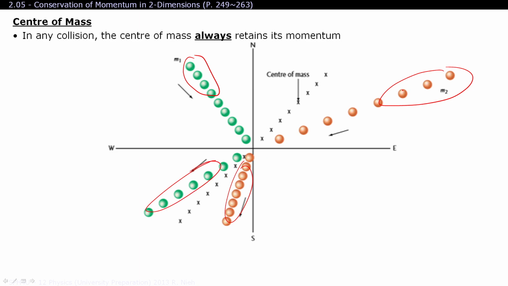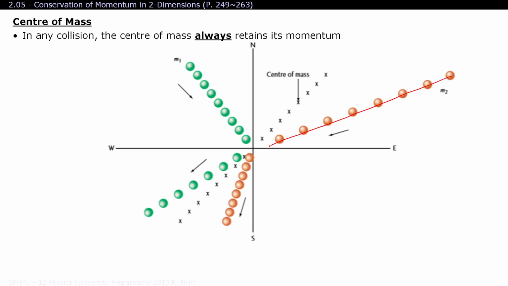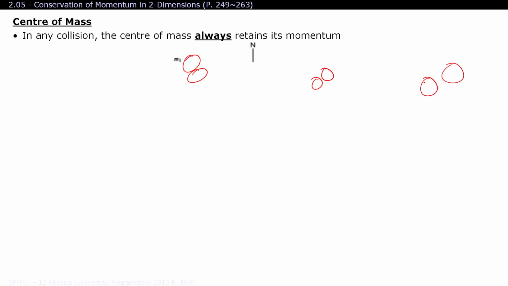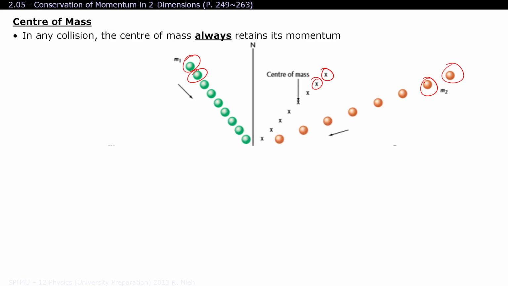If you look at just the red object and the green object alone without looking at anything else, there doesn't seem to be any sort of discernible pattern. But this time around, let's focus on the center of mass. This dot over here represents the center of mass right over here, this dot represents the center of mass right over here, and so on and so forth. When you pay attention from that perspective, you'll notice that the center of mass maintains its same path after the collision.